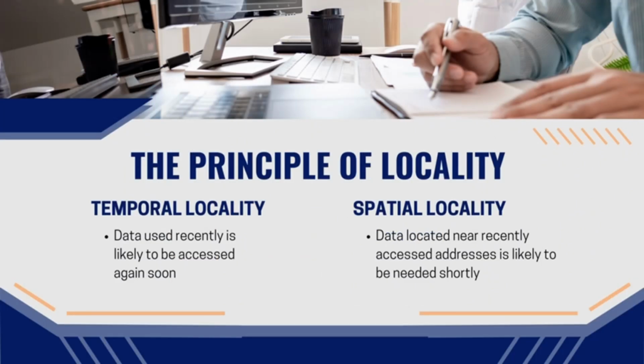So, how does the system decide what to put in the fast cache? It uses the principle of locality. First, temporal locality suggests that if you used a piece of data recently, you will likely need it again soon, like a variable in a loop. Second, spatial locality suggests that if you access one address, you will likely need the addresses near it shortly, like reading through an array.